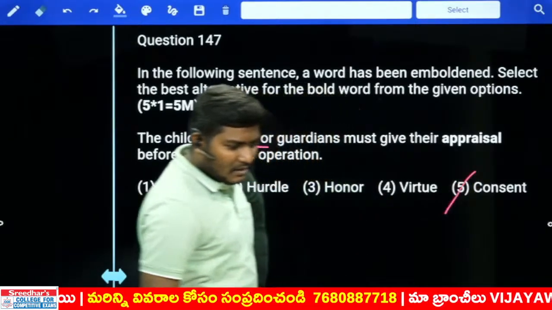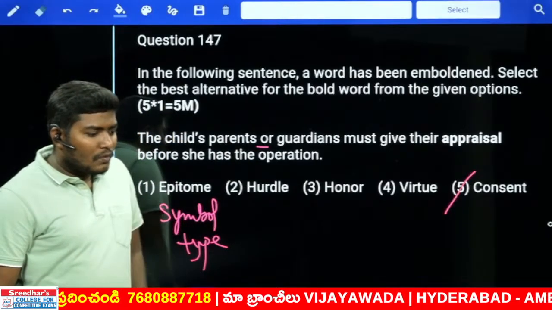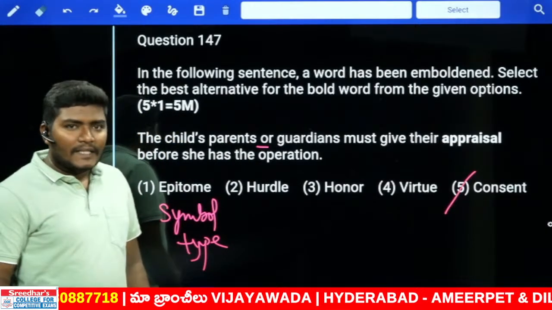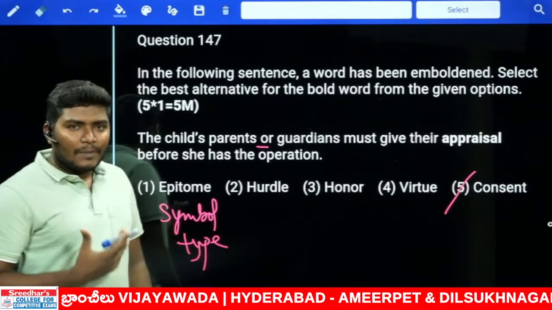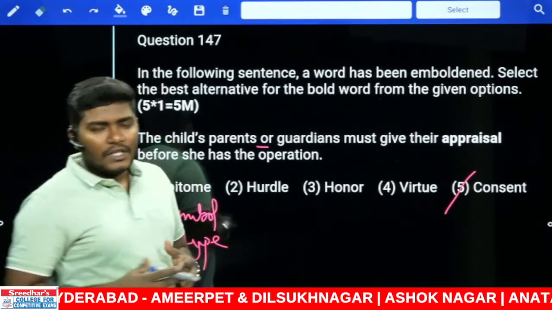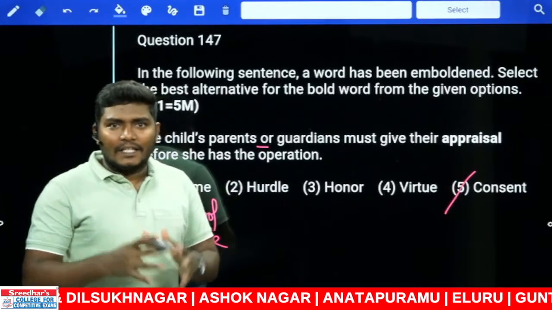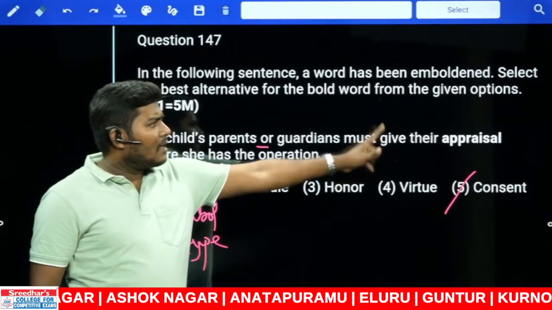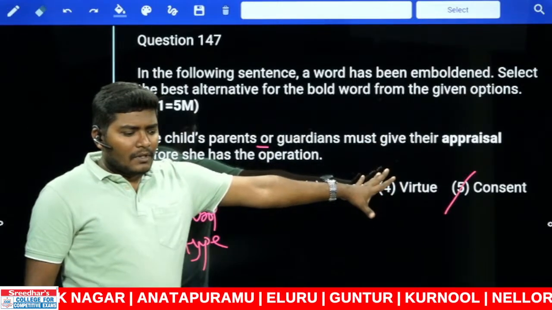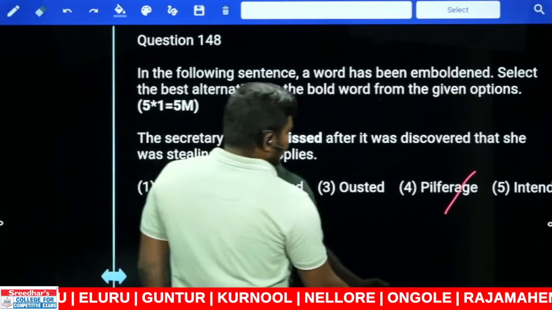Are you giving the answer? Yes. Answer should go for the fifth one. Very simple. You need to give consent. If your child is born, if something happened to your child, and if he or she is taken to the hospital, they would not operate directly. First, they take the consent of the parents. Consent is nothing but agreement. Appraisal, consent, same. Simple word. Next, let's go for the 148.